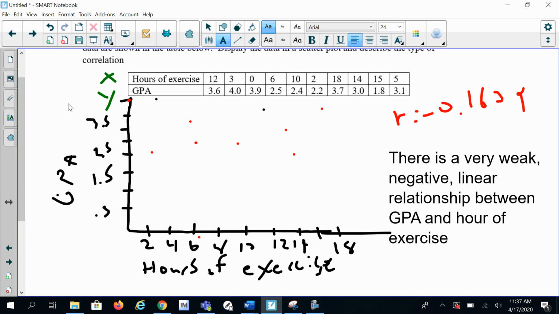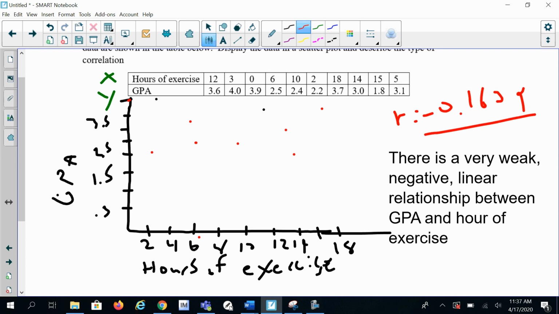So there's a very weak. We always say the strength part first, usually, because it sounds the best, or how it sounds when you write it. So the strength, then the direction. So we had negative because it said negative 0.16 something. And then it's always linear relationship because that's what correlation is measuring. So there's really no linear relationship here.